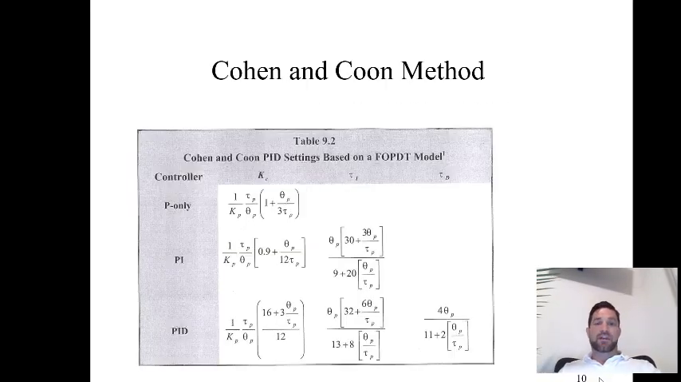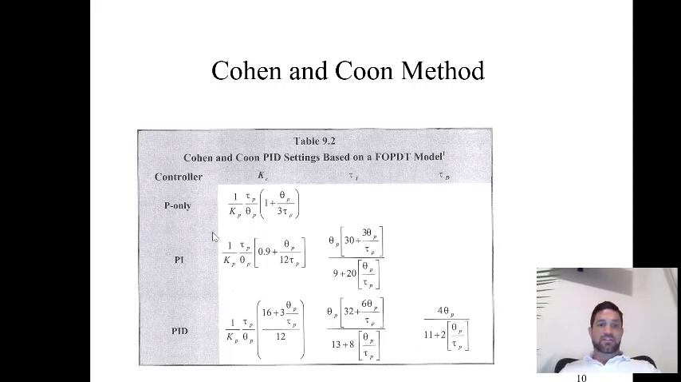So for the Cohen-Coon method, we'll use table 9.2 from Riggs' Chemical and Bioprocess Control textbook, and the calculations are shown here. Once we apply the step change, monitor the open loop response and model it as a first order plus dead time model, we will have the process gain, the time constant, and the dead time. We'll then use those values to calculate the Kc for a P-only controller, or the Kc and reset time for a PI controller, or Kc, tau I, and tau D for a PID controller.